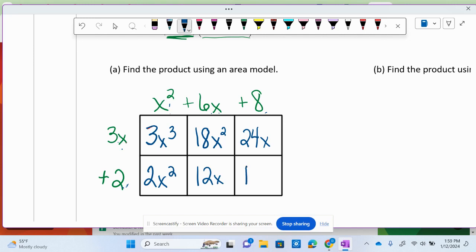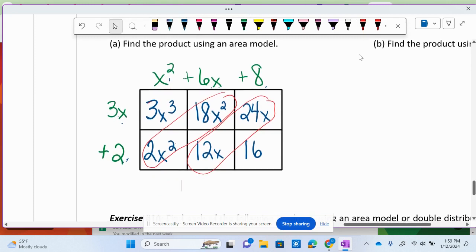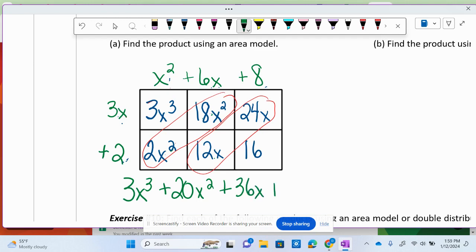And 2 times 8 is 16. Notice, it's not always like this, but on the diagonals, you can combine these 2 terms together and you can combine these 2 terms together because they're the same variable to the same power. So there's no other x cubed term. That 3x cubed is not going to be grouped with anything. But I have 2x squareds. What is 2 plus 18? So 20x squared. What's 12 plus 24? 36x plus 16. Yeah. Okay.